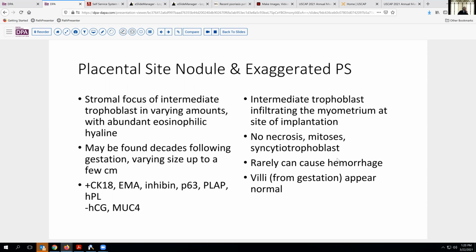Rarely this can cause hemorrhage because of the erosion at the surface. And if there are villi present that are remaining from the gestation, they will generally appear normal or kind of necrotic, caught up in the avascularized fibrinous debris on the surface.